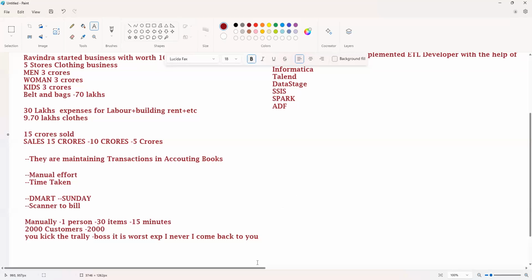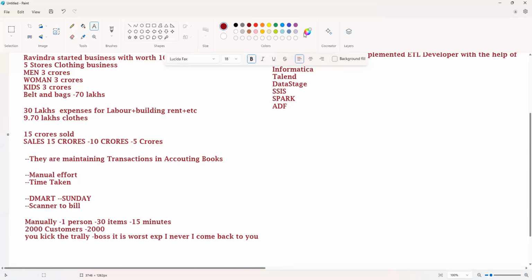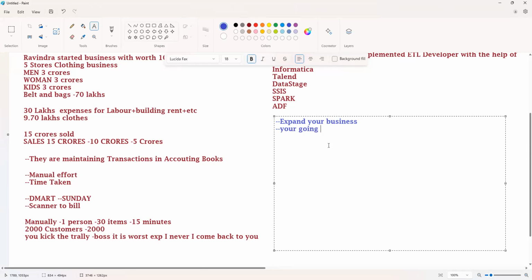See, this is quite common. Being a customer, we have done everything, shopping and everything, but still we are facing this issue on the billing side. Now, being a businessman, what are you going to want? You are going to expand your business if you get the profits. The second thing is, you are going to improve customer experience.